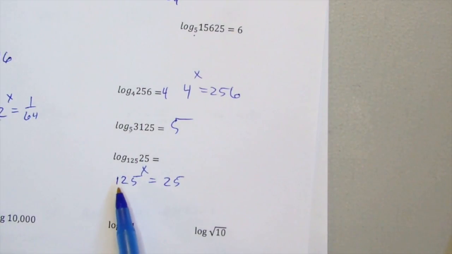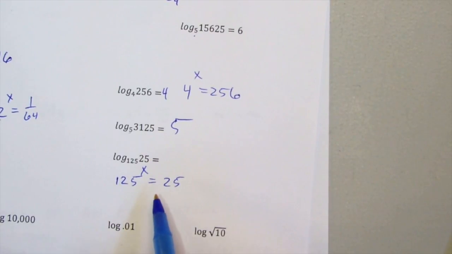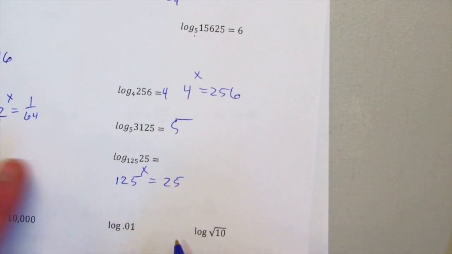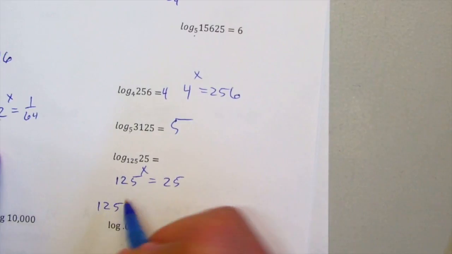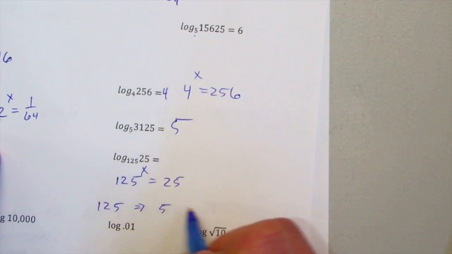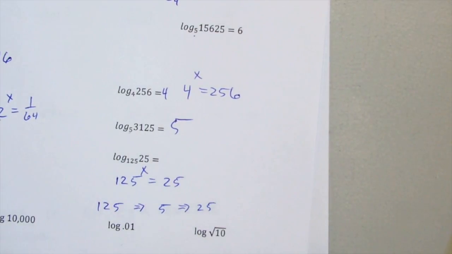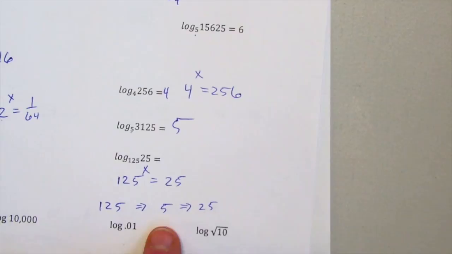I have to think, all right, what number is connected to both of these? There's a little bit of math sense going on here, and I see that there's a 5. So here's how this is going to go. I need to take this 125, and because a 5 works nicely with both of these, first I'm going to turn it into a 5, then I'm going to turn it into a 25. So this one, once again, is a two-stepper. So we'll go 125 down to a 5.